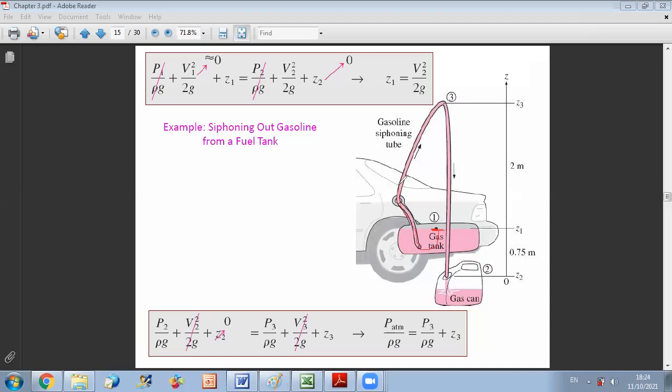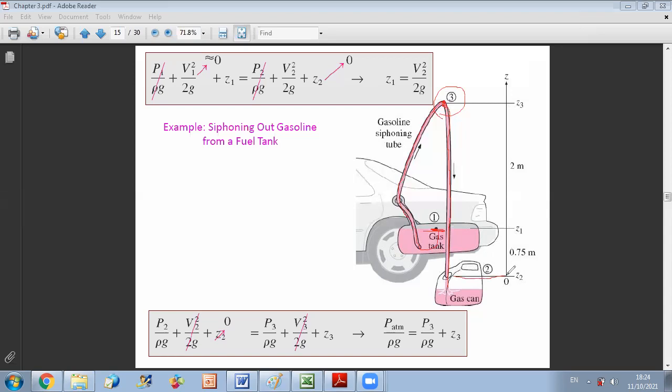My streamline will go over the tube, and here it will end up at this point. I have three main points of interest here. The first point is point 1, which is the surface of my gas tank. The second point corresponds to the maximum height reached here, this is point 3 as I call it, and the third point is point 2, at the gas can level.